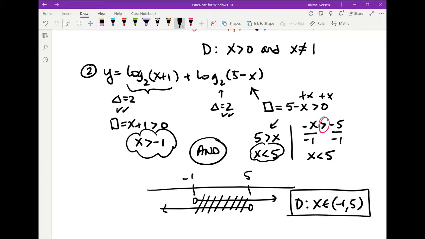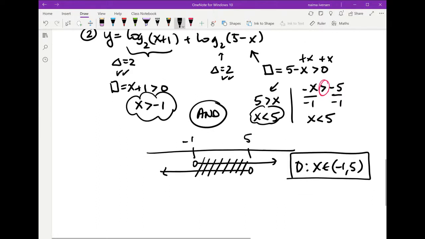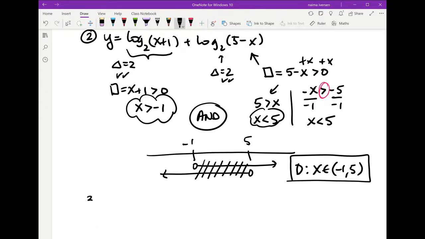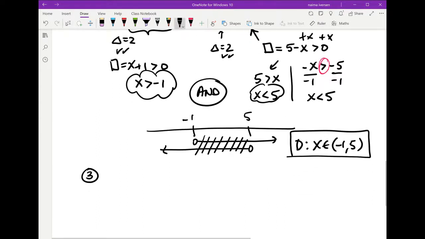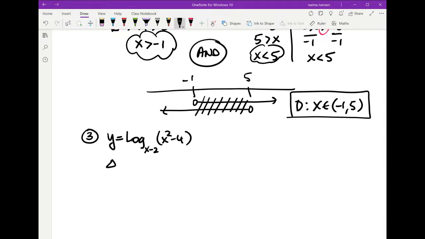Okay, so let's step this up just a little bit more. I'm going to take a look at this one. So the next one is y equals log base (x minus 2) of (x squared minus 4). So in this case, my triangle is x minus 2. And remember that the triangle, the base, has to be greater than 0, and the base can't be 1.